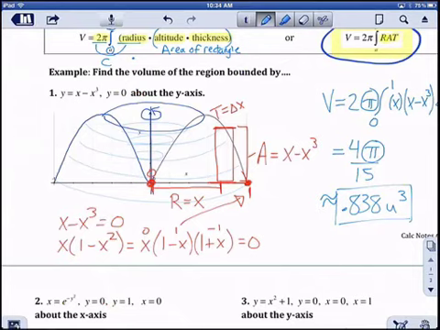And I just want to talk briefly about why the shell method is important. You'll notice here we could have used the washer method. We would have had to take horizontal rectangles, and that would mean all my functions would have had to be functions of y instead of functions of x. So I would have had to re-solve so that I could find these lengths right here. It's much easier if we can just leave them as functions of x, so in this case, the shell method is preferable.